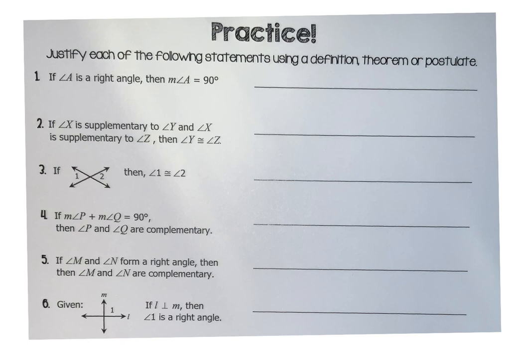If angle A is a right angle, then the measure of angle A is 90 degrees. What tells us that? Definition of a right angle, right? Definition of a right angle. All right, let's look at the next one. If X is supplementary to Y and X is supplementary to Z, then Y is congruent to Z. Yeah, the congruent supplement theorem.